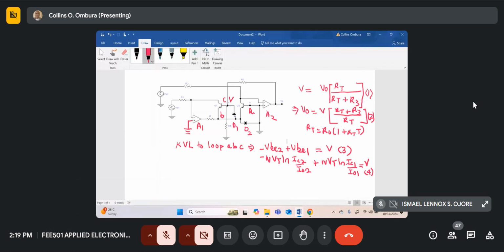So next, let's simplify equation 4. So equation 4 can be written as, I'll start with the positive term, eta Vt, which is the second term, natural log IC1 over IS1 into IS2 over IC2, it's equal to V.